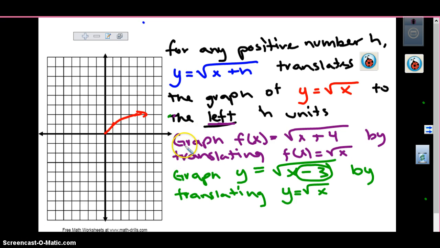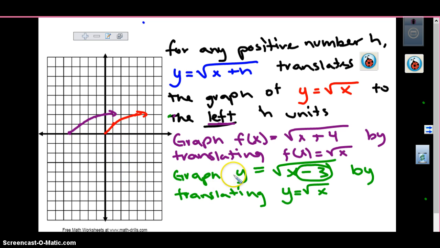Right here in purple ink, if we have to graph the function y equals the square root of x plus 4 by translating the function y equals the square root of x, that means we have to move the curve 4 units to the left. 1, 2, 3, 4. And we draw a curve.